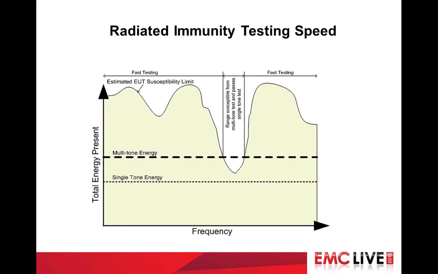This graph is showing how using multitone speeds up the testing when the EUT susceptibility limit is above the multitone energy. If the EUT susceptibility threshold is below the multitone energy, you can go to the traditional single tone testing, which slows the testing time. After the susceptibility threshold increases, you can go back to using multitone and speed up the testing. In this example, for most of the frequency band you can use multitones, which will decrease your test time, especially if you have to rerun the test multiple times.